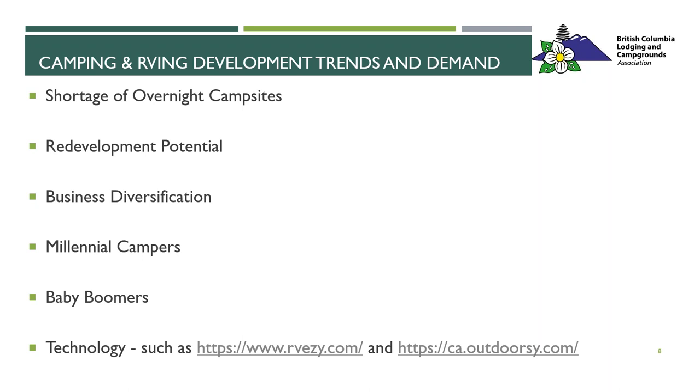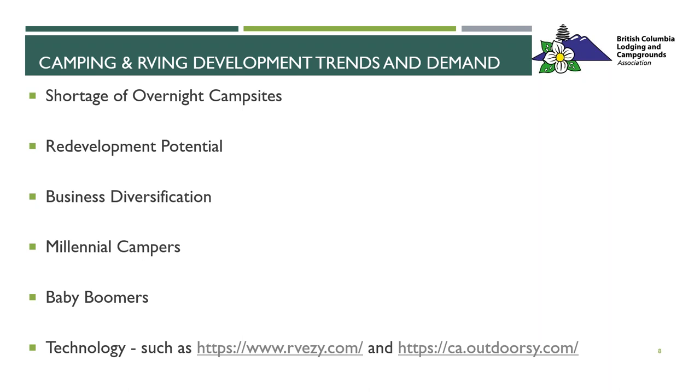Redevelopment potential. Private campgrounds and RV parks are being targeted for redevelopment for uses that satisfy investment opportunity. There's two reasons mainly for this. One, a lot of them are seeing urban encroachment, and so the land is more valuable to be redeveloped as affordable housing or other types of housing. And the second one is that the aging infrastructure of the campgrounds is making them less desirable to sell as going concerns. And so they're being redeveloped instead.